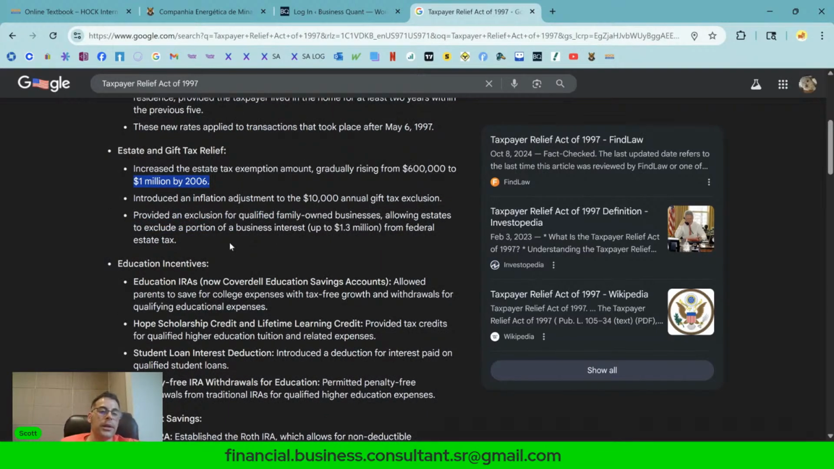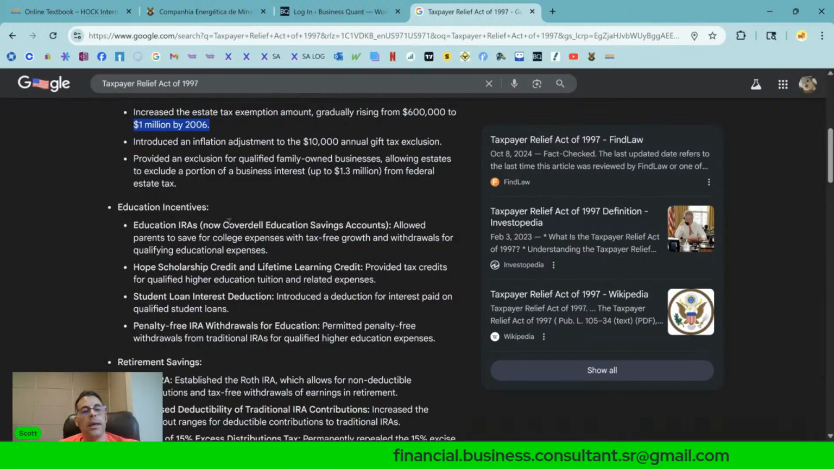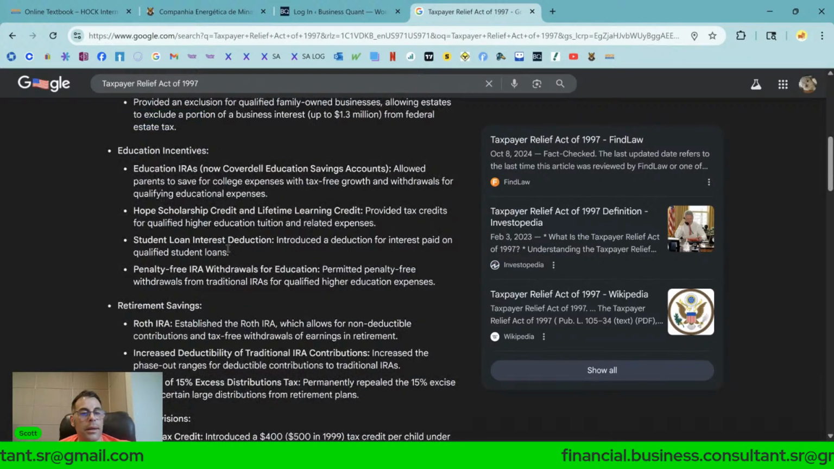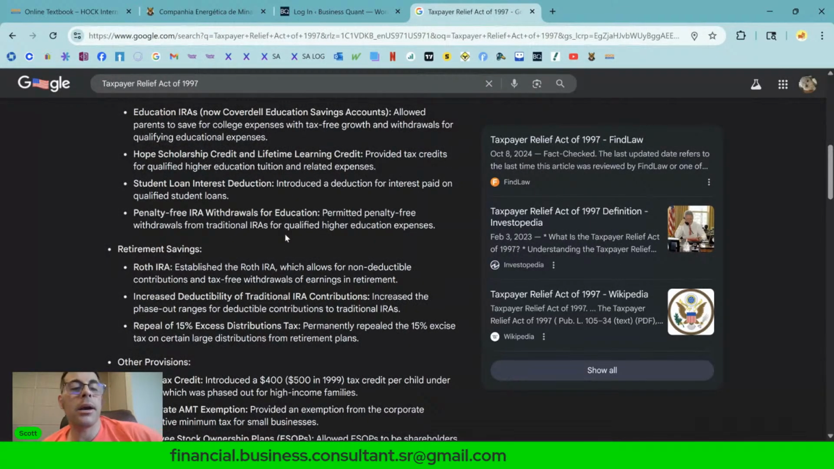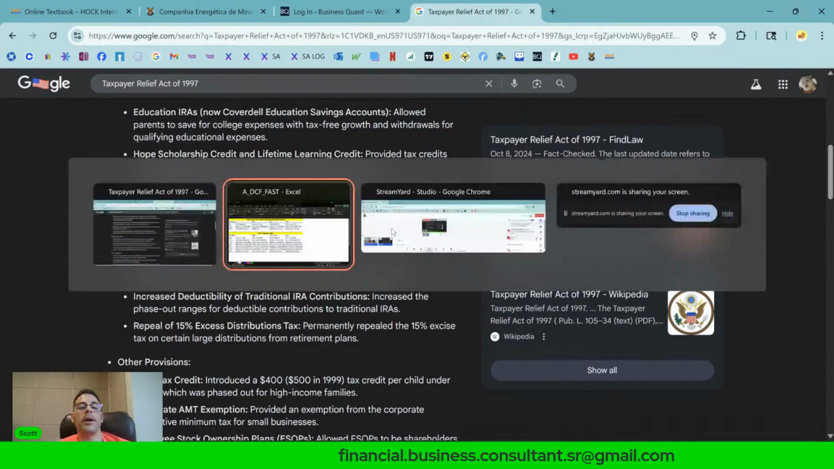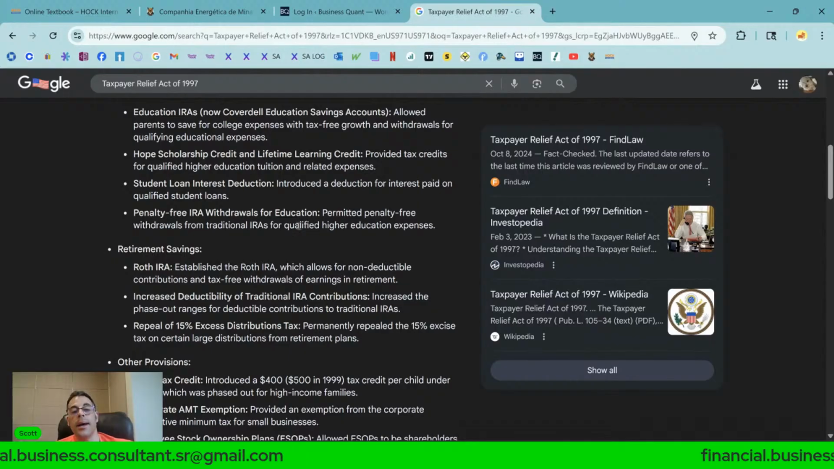And there's other things too. I should learn about this too. He adjusted the IRAs, allowed parents to save for college expenses with tax-free growth. Penalty-free IRA withdrawals, so you could take money out of your IRA for qualified education. Usually you get hit with a penalty if you take it out, but you can take it out if it's for educational purposes.